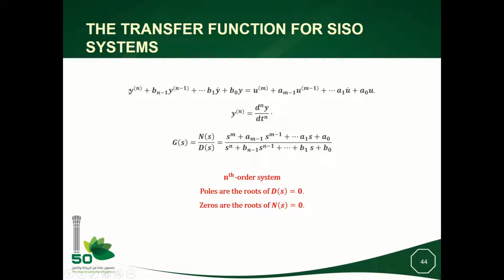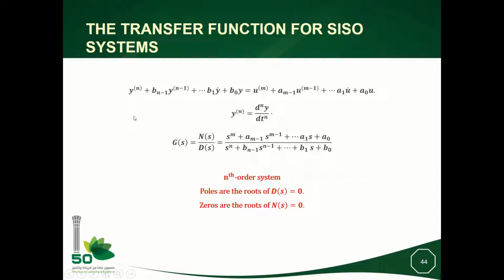Here we have one example of a SISO system described by only one differential equation of that form. So the notation y between brackets n means differentiation of order n of y, d^n y over dt^n. Okay, same thing applies for the rest.